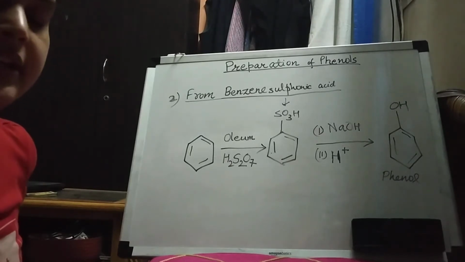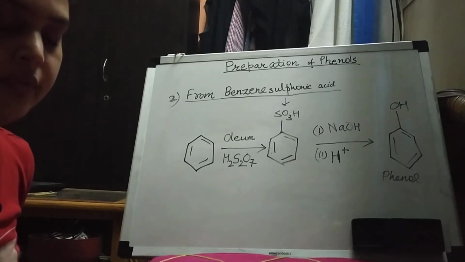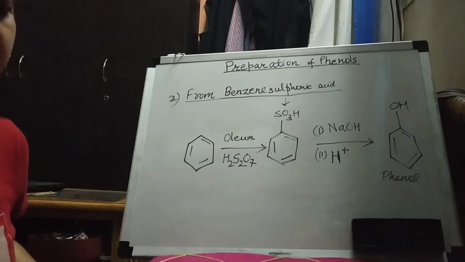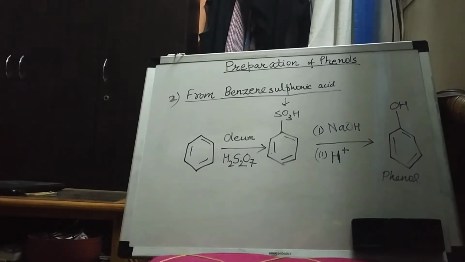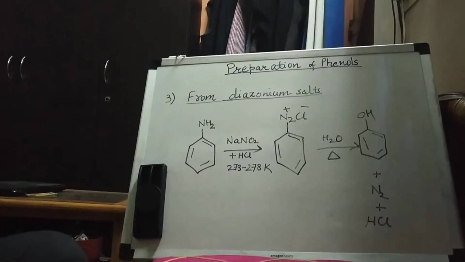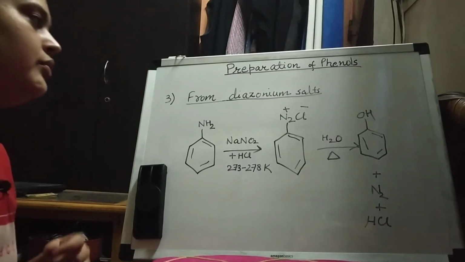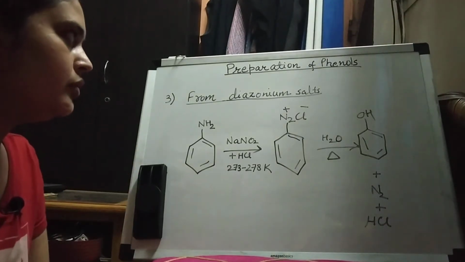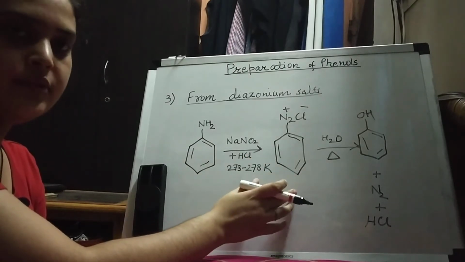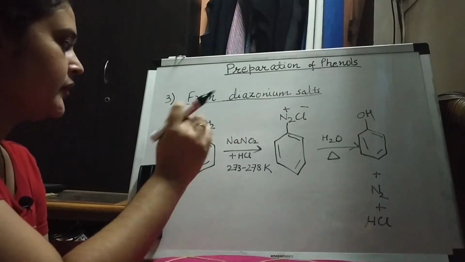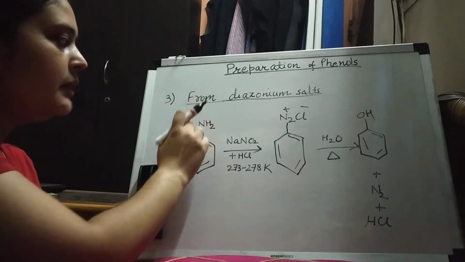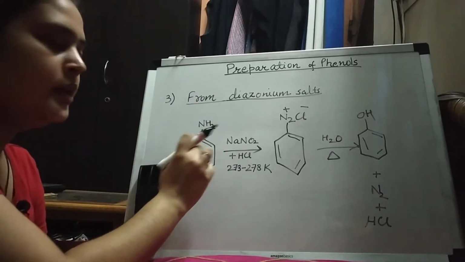Now, the third way is to prepare phenol from diazonium salts. How do we prepare it from diazonium salts? First, we prepare benzene diazonium chloride. For that we need aniline. Aniline is when an amine group is attached to a benzene ring.